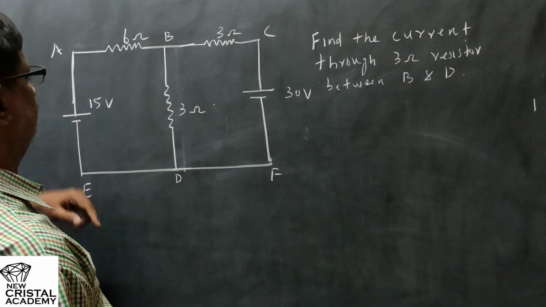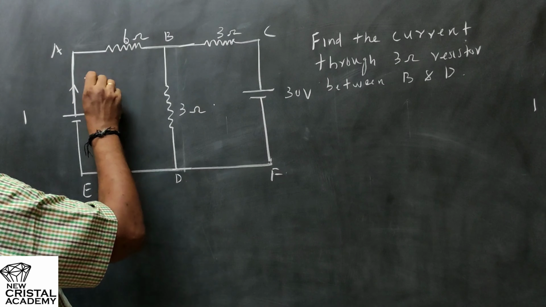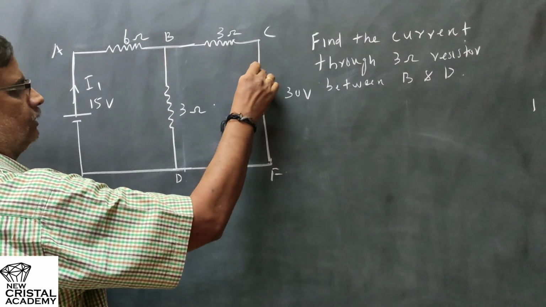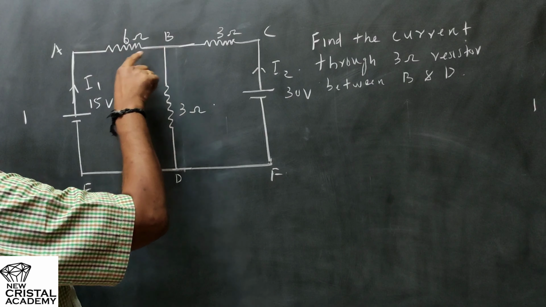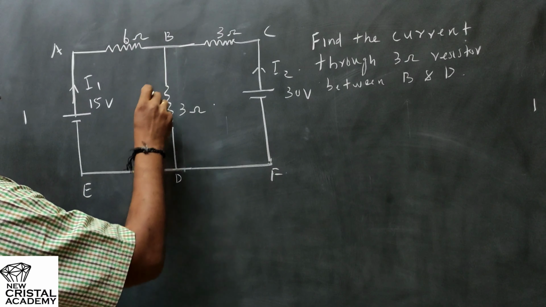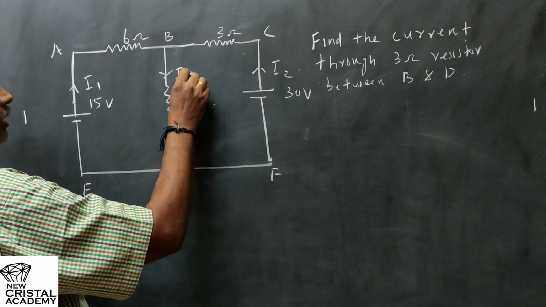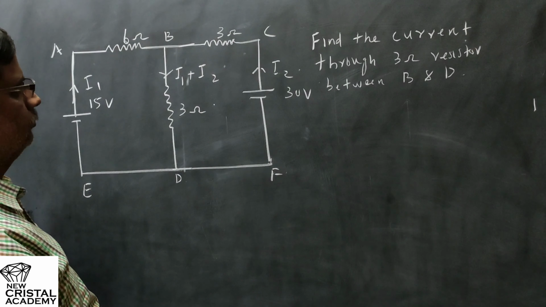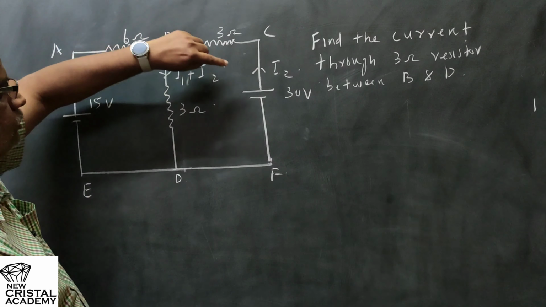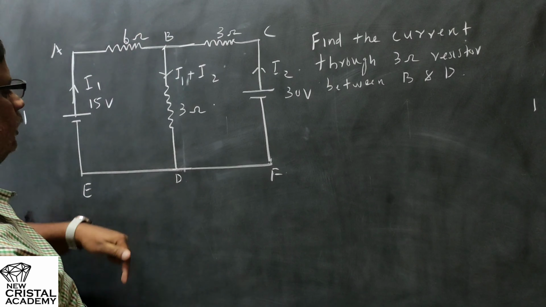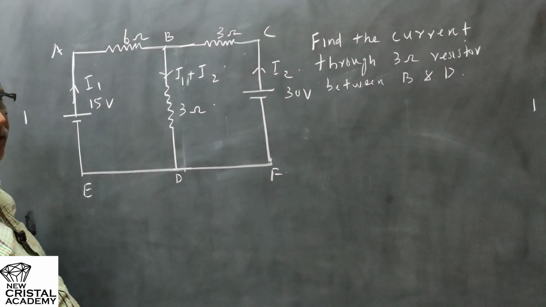So first we will do it using the conventional method, which is Kirchhoff's rule. Before applying the rules, let us mark the current. Let the current coming out of the 15 volt battery be I1 and that from the 30 volt battery be I2. Then this is a junction. At this junction I1 and I2 enter. So obeying Kirchhoff's first rule, I1 plus I2 should be the current flowing through the 3 ohm resistor. That is what we have to find out.